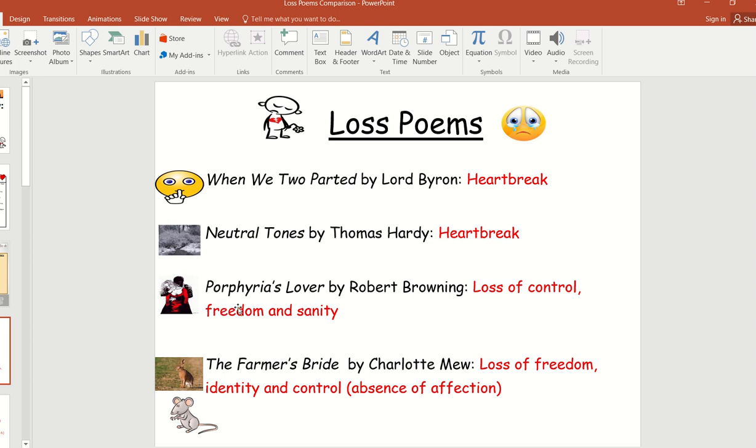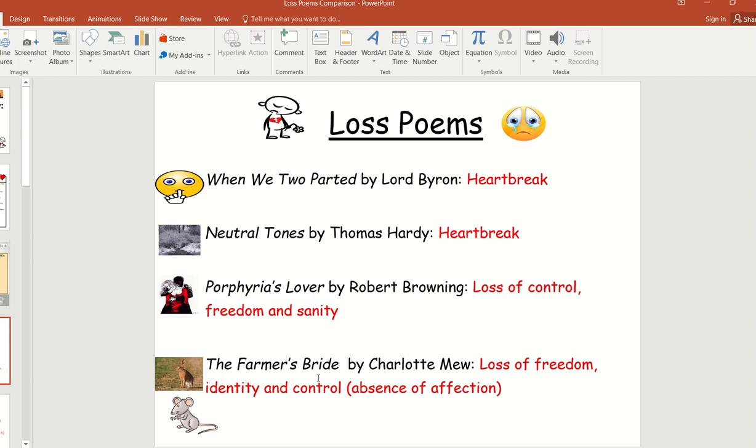We've also got loss of freedom in terms of Porphyria herself. So she is objectified, she is treated like an object, and she is dehumanised by the narrator. There's lots of references to her almost being like an angel. He absolutely idolises her, and as a result of that, he takes away her freedom, he murders her so that he can have complete control over her.